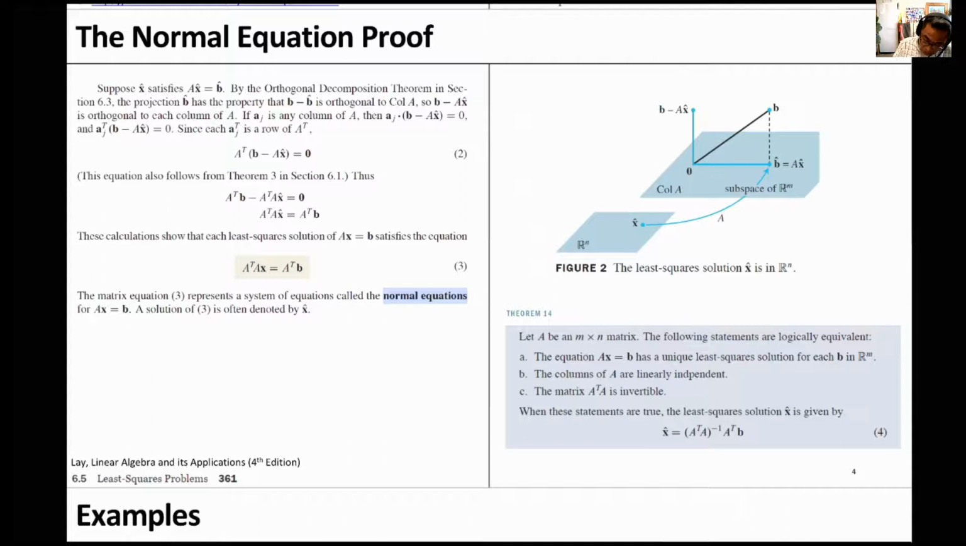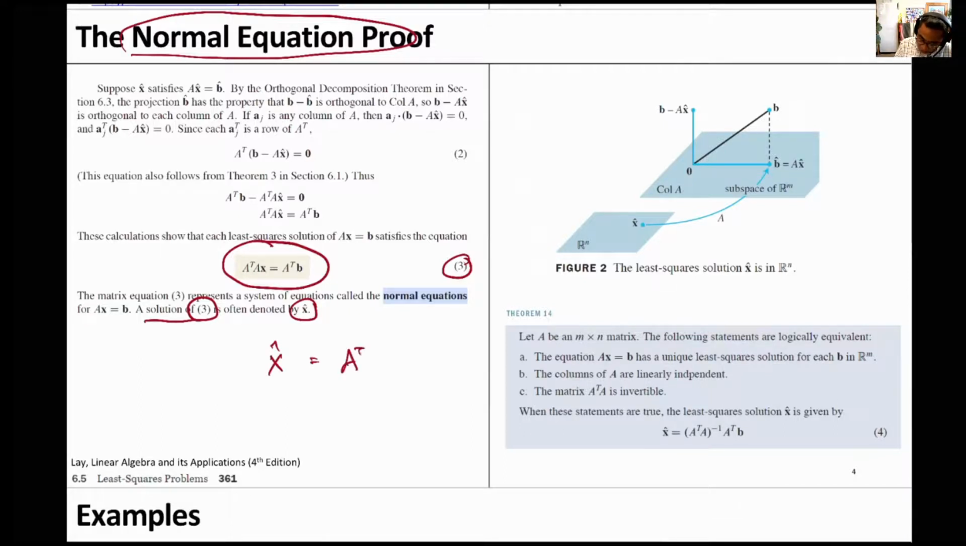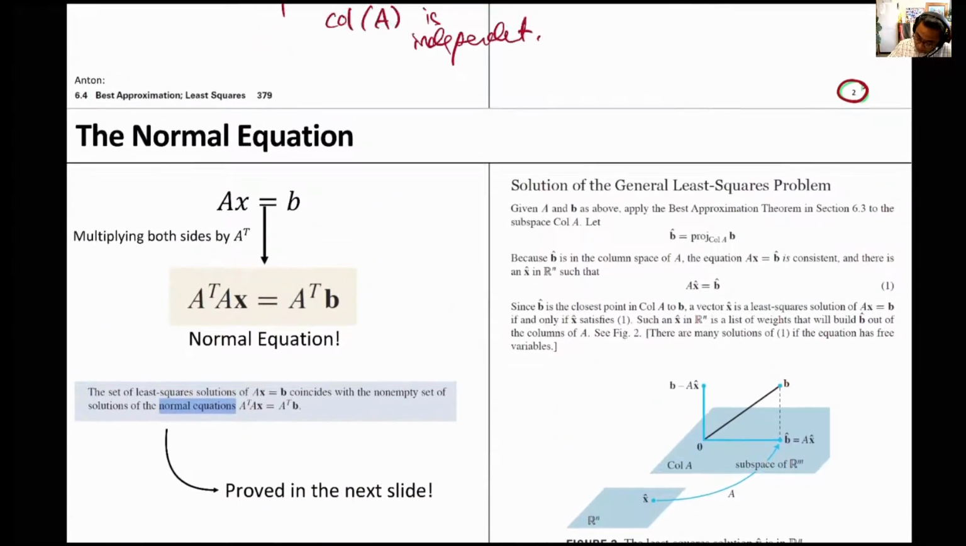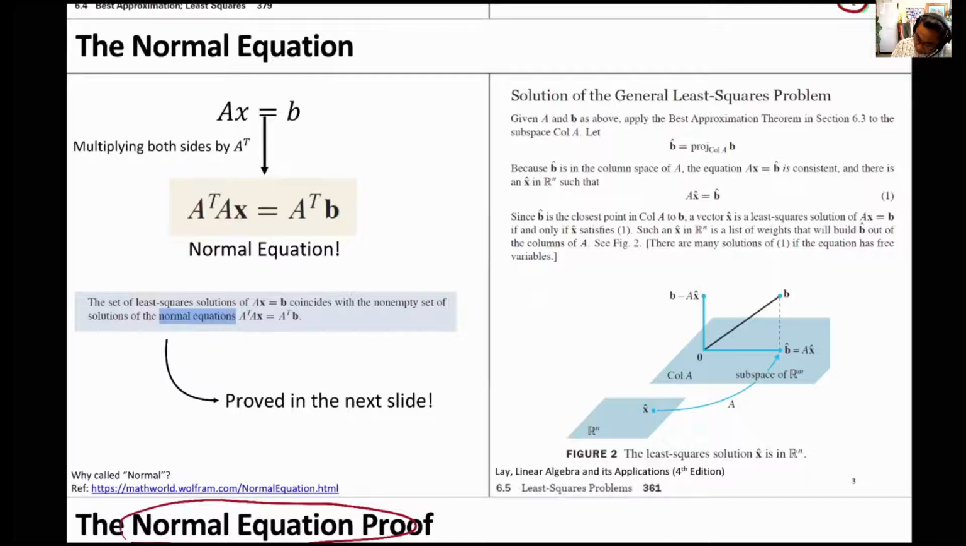To understand why this is true, first read the normal equation's derivation, in which we found the normal equation. In the following statement, it then says that the solution of equation number 3, which is denoted by x hat, found by (A transpose A) inverse A transpose B, is a solution of the least squares. And here we are also told that the least squares solution x hat will give the projection of B onto the column space of A, resulting in the error being orthogonal.